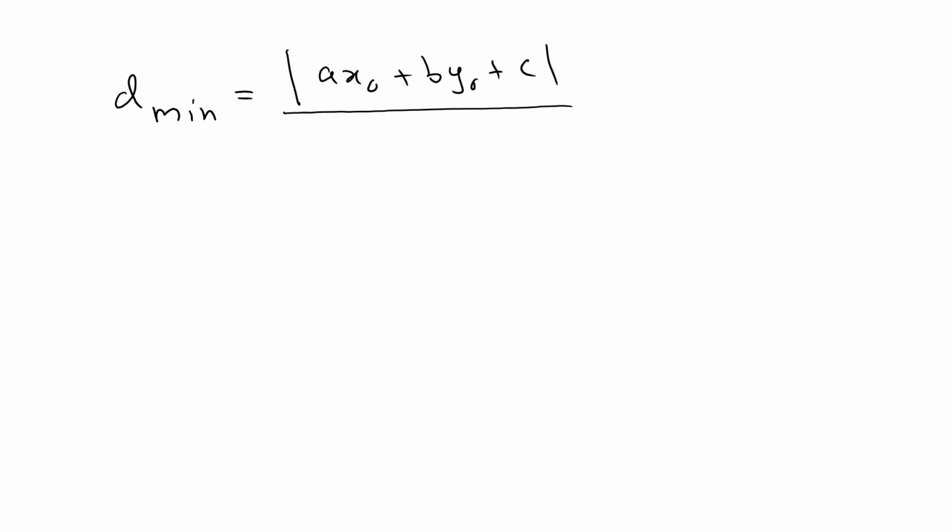So the d minimum is the absolute value of a x naught plus b y naught plus c, divided by the square root of a squared plus b squared. So this is how you solve this nice coordinate geometry problem using calculus.